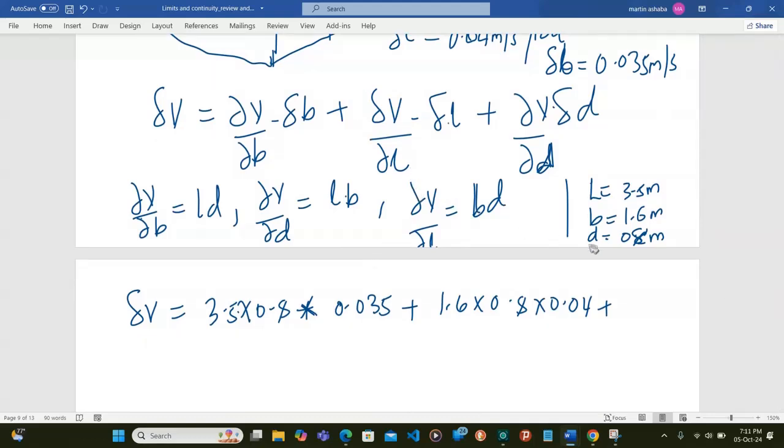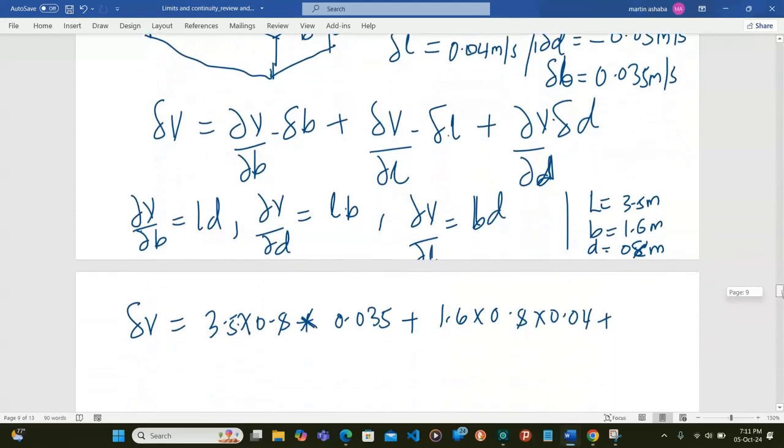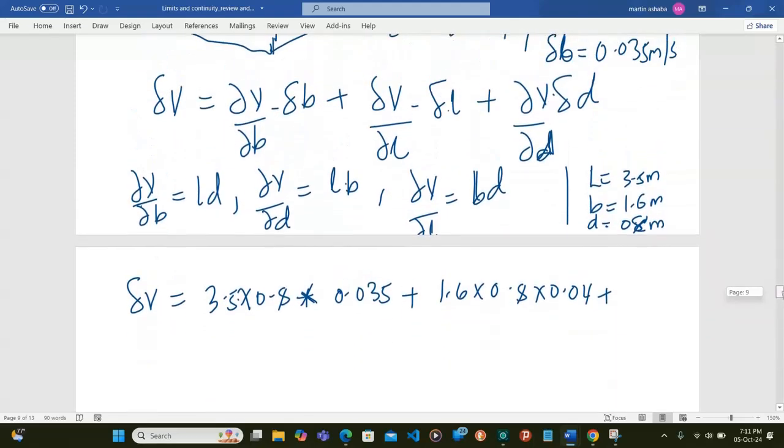Here we had del V del L, we have BD, which we have put, times delta L, which is 0.04. Now we go to the next one, which is del V del D. We said it is equal to LB. So what is LB? That is 3.5 times 1.6, times delta D, which is negative 0.05.